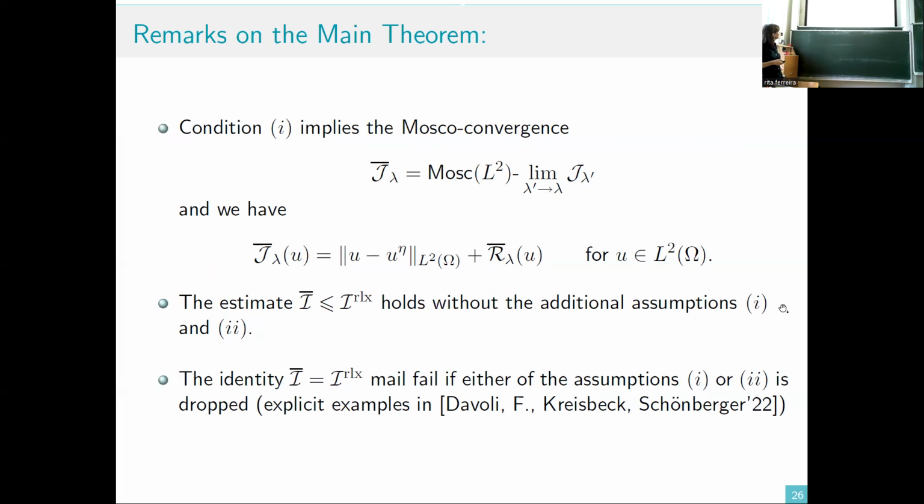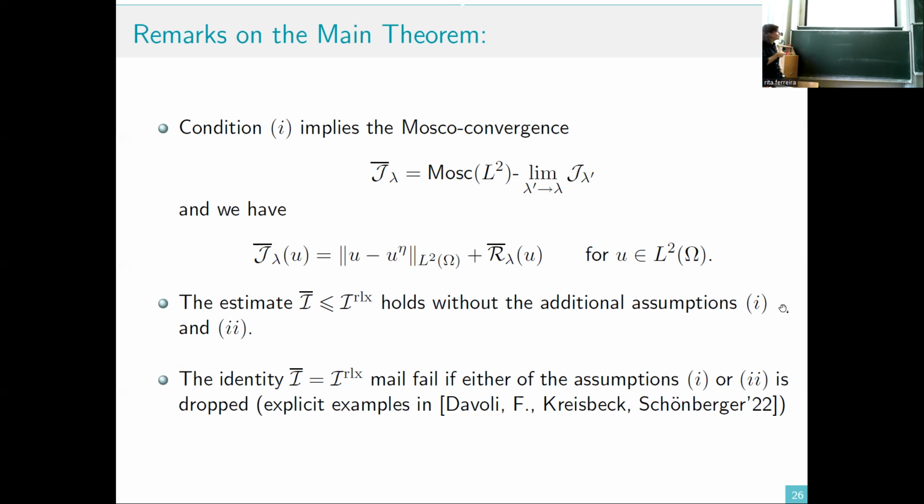Sorry, so this is just some remarks on our main theorem. Of course, if the regularizers Moscow converge, because the fidelity term is continuous with respect to this Moscow convergence, then also the extended reconstruction functionals Moscow L2 converge and they decouple in the same way, fidelity plus regularizer. And this estimate holds true without these assumptions on Moscow convergence and uniqueness of minimizers at the extreme values.